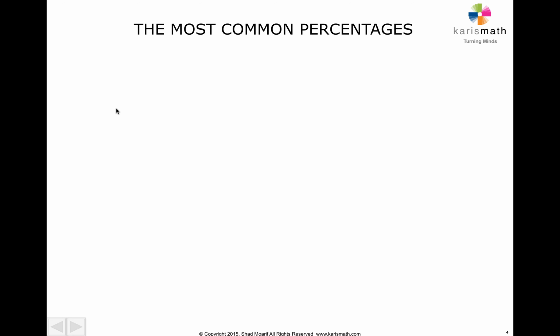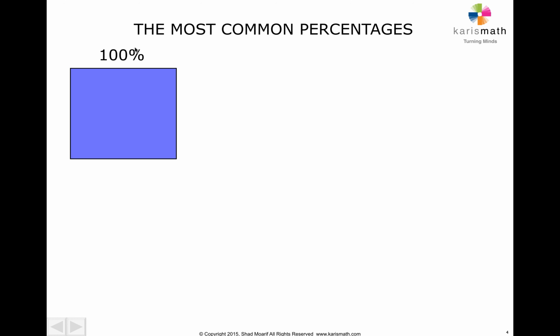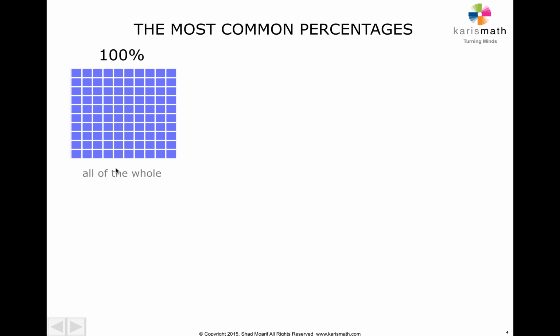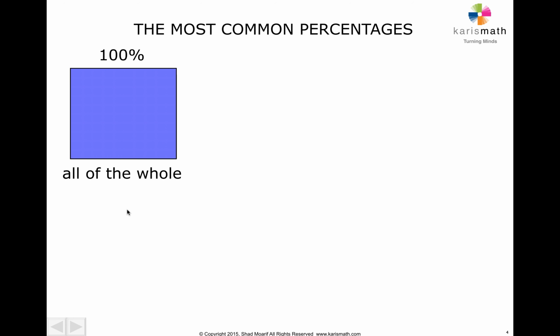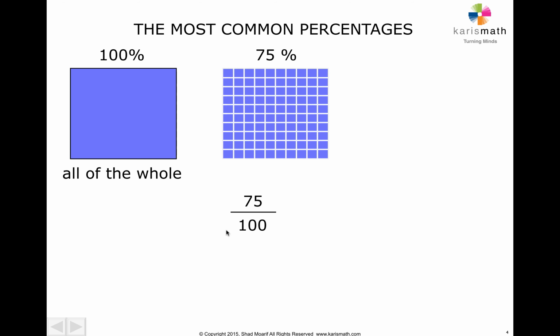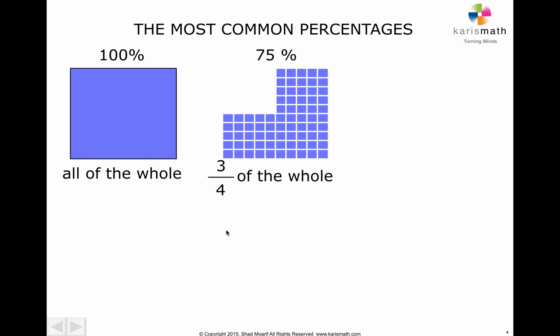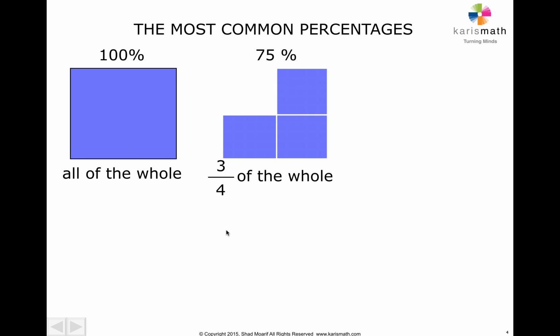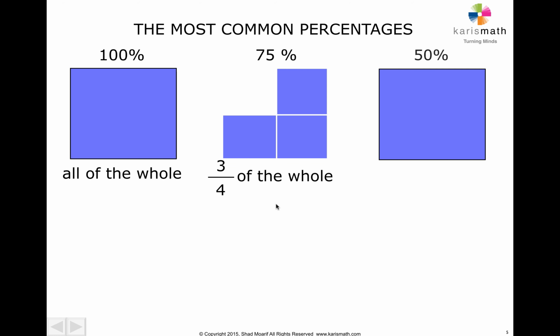Most of you probably know this, probably by intuition already, but 100% means all of it, all of the whole thing, that's 100%. What about 75%? What fraction would that be? That's right. So out of 100, if you take 75, well, that's taking exactly 3/4. So 3/4 of the whole is 75%.